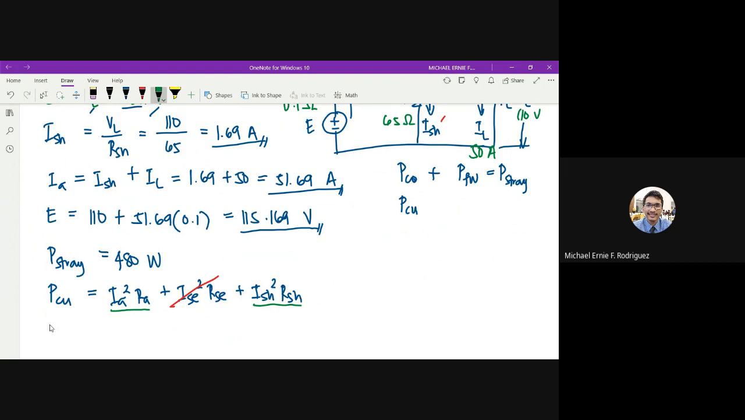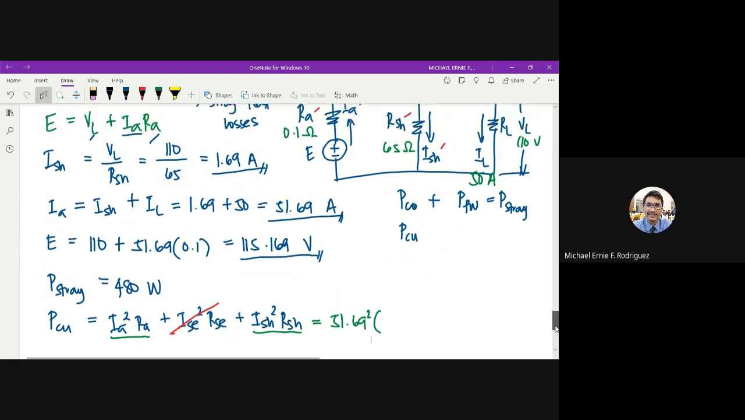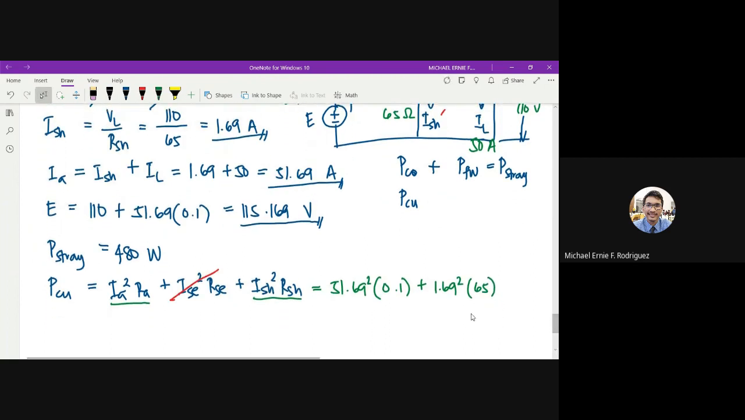So, solve natin yan. Dito natin lagay. So, IA squared, na-solve natin. We have 51.69 squared times your RA given doon sa taas. That is 0.1 plus doon tayo sa ISH. Ayan o, 1.69 squared times yung RSH. We have 65 ohms. So, susolve natin to. Okay, using calculator. Yung ating PCU is equal to 438.55 watts. So, ito na yung PCU natin.